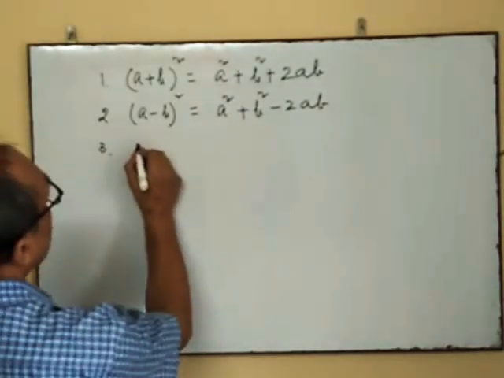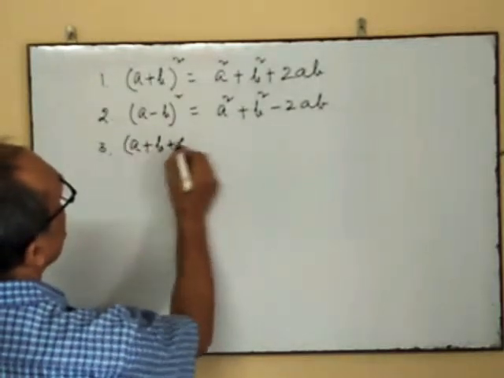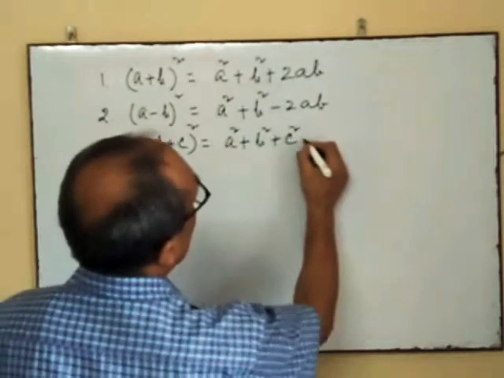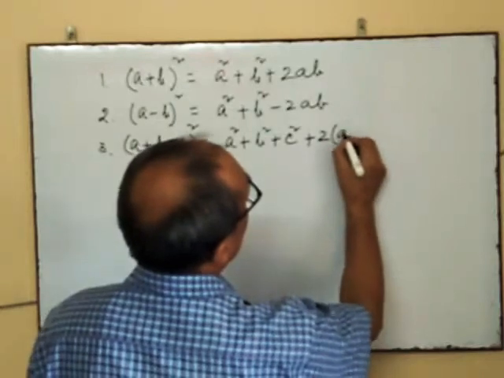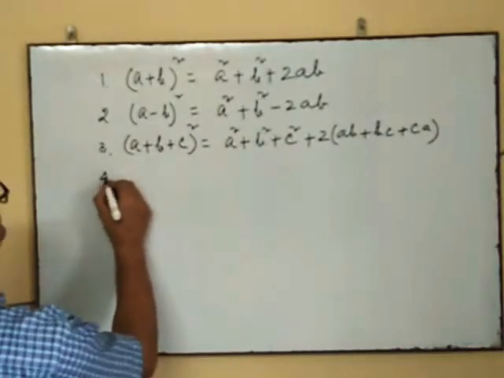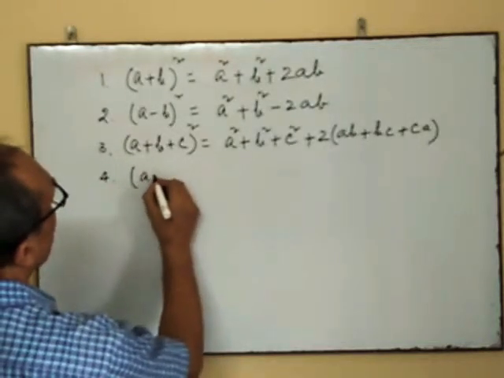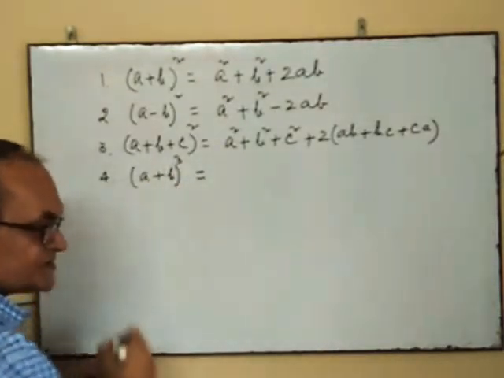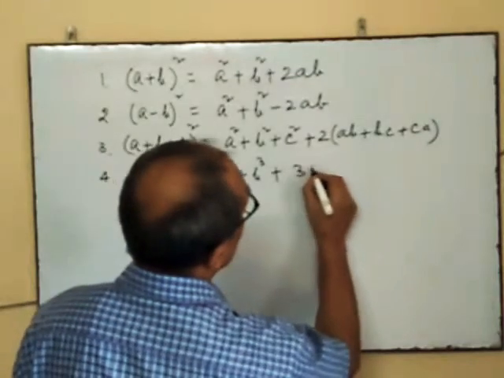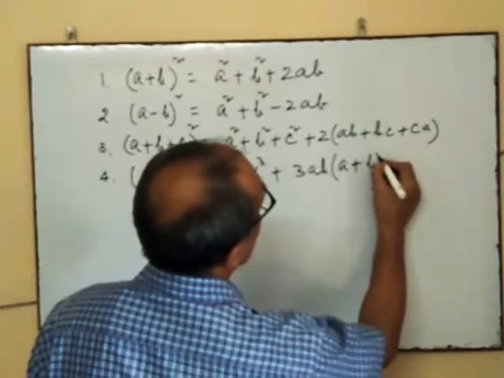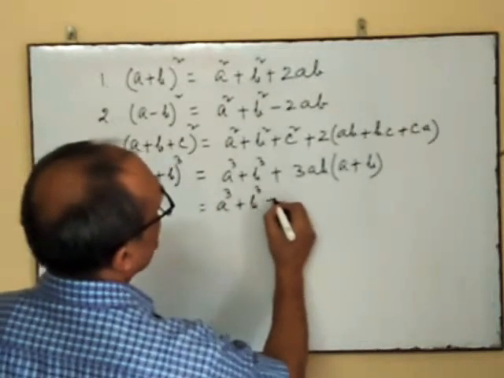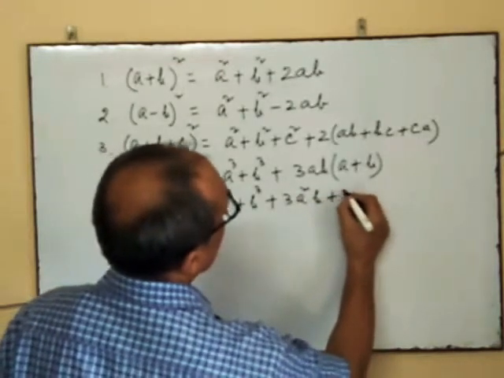Third formula, that is a plus b plus c whole square equals a square plus b square plus c square plus 2 into ab plus bc plus ca. Fourth one is a plus b whole cube. A plus b whole cube is equal to a cube plus b cube plus 3ab into a plus b. You can also write it in a different way like this: a cube plus b cube plus 3a square b plus 3ab square.